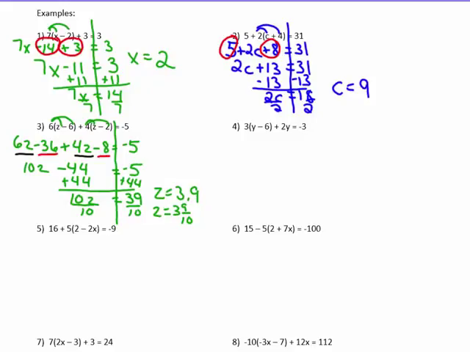All right, let's try another one. So my line through my equal sign, distribute: 3y minus 18 plus 2y equals negative 3. Find those like terms, 3y and 2y. They're both positive, so they get added together. 5y minus 18 equals negative 3.